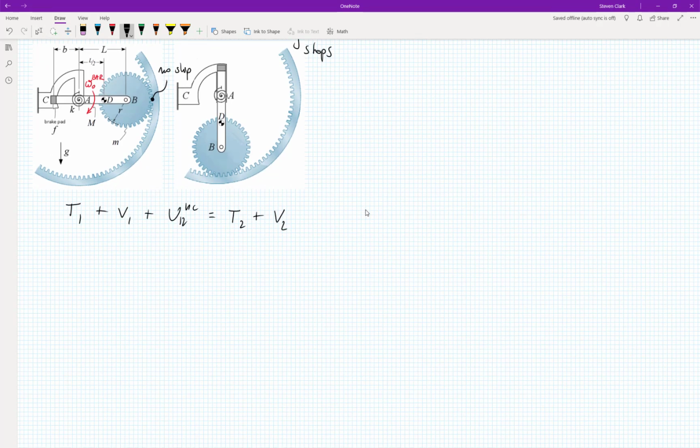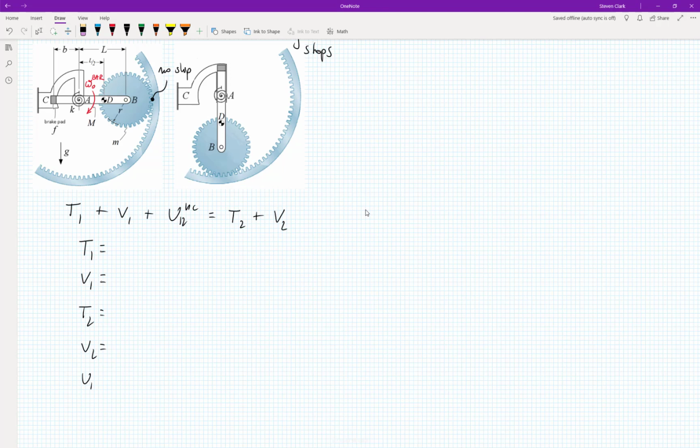In the past, I was just writing them right away, in a column: T1, V1, T2, V2, and U_nonconservative. However, in this case, we will need some effort to find each of them. That's why we will just find them one at a time, okay?